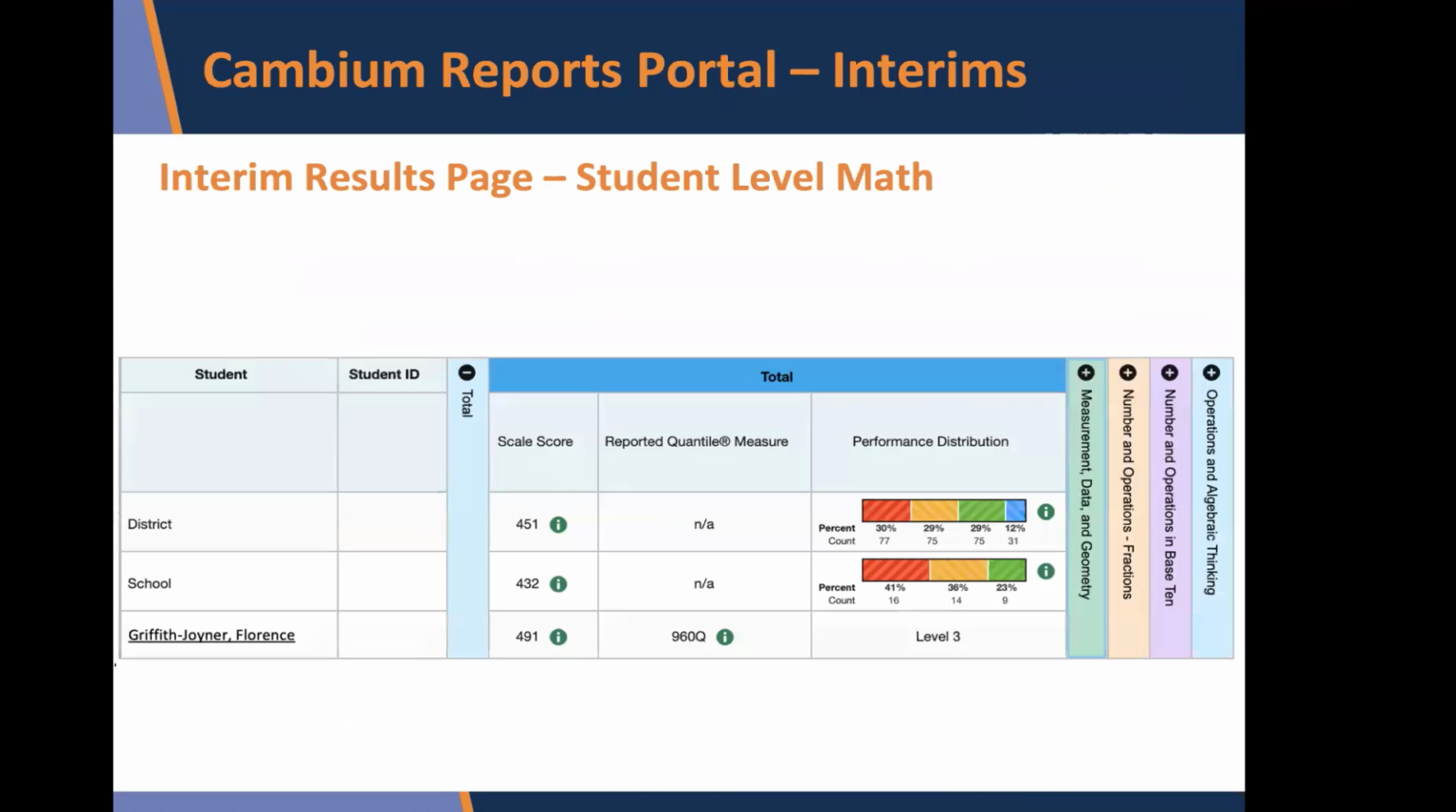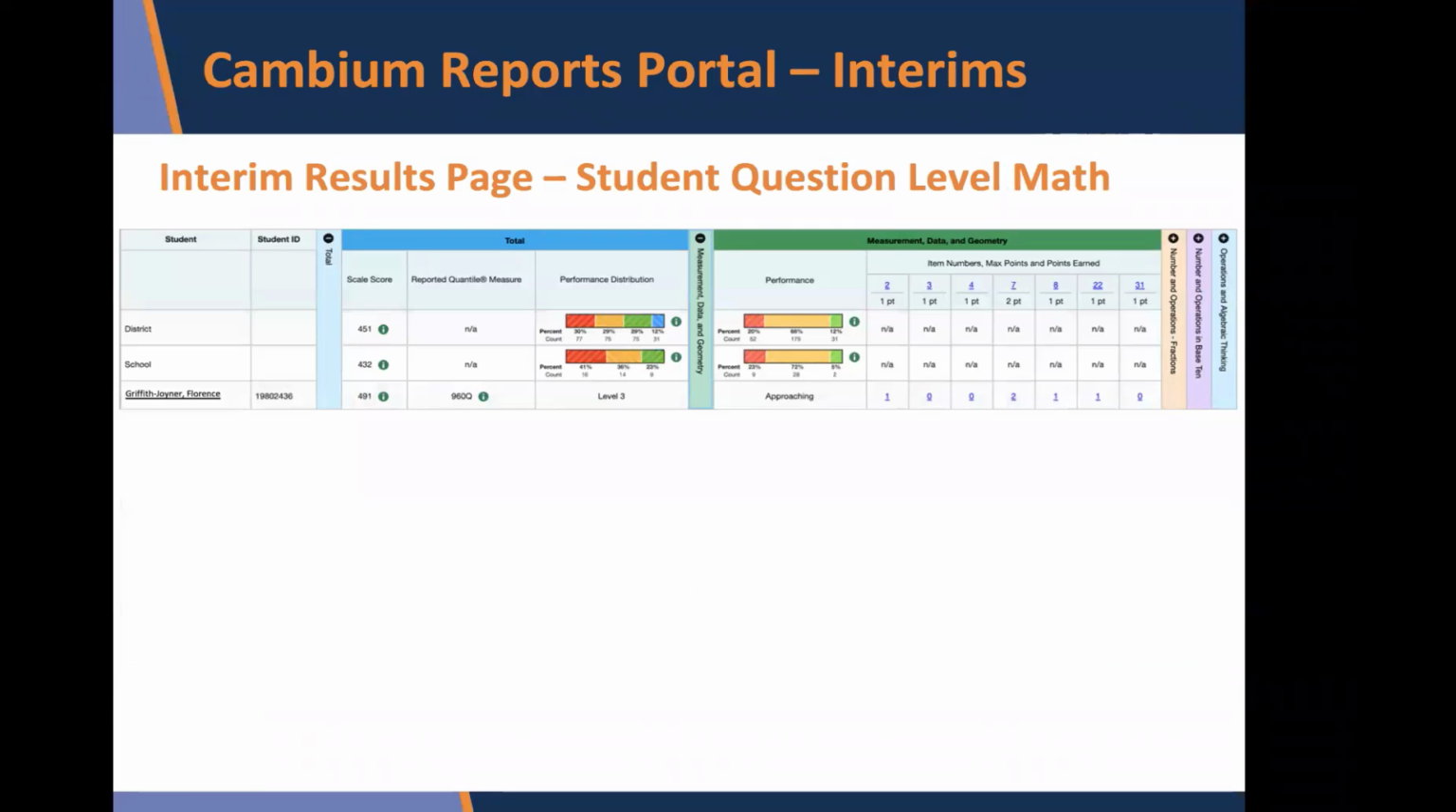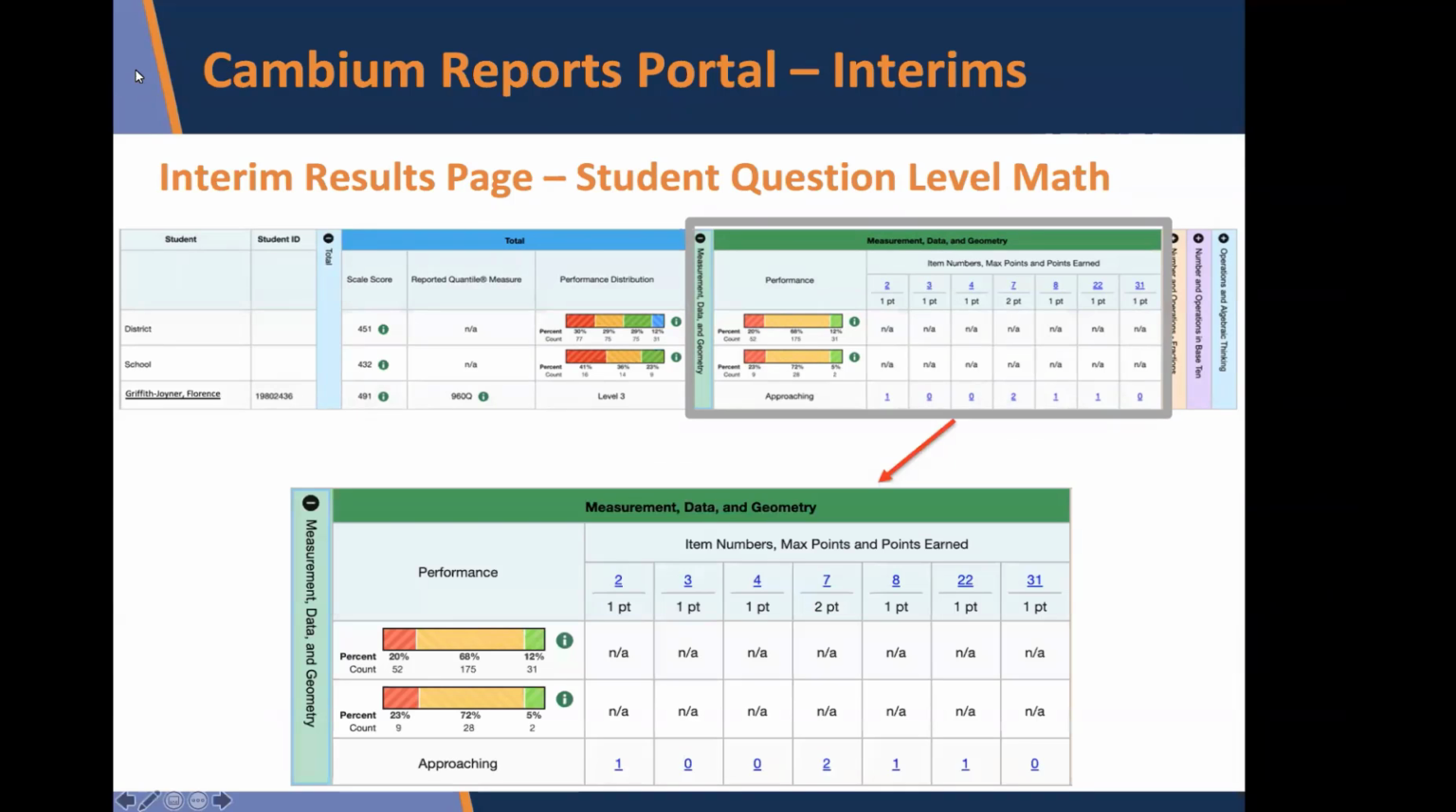Okay, so now if we're looking down to the question level, I would choose a specific student and drill down into that student. You can see I'm looking at Florence Griffith Joyner. For this student, I can open up any of those domains and see how they did. I just opened up the measurement data and geometry, and I'm making it a little bigger because the screen isn't all that big. So here we have how this particular student did on the measurement data and geometry domains within this interim assessment.